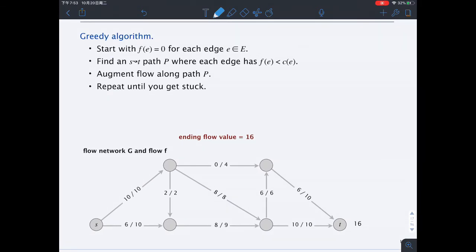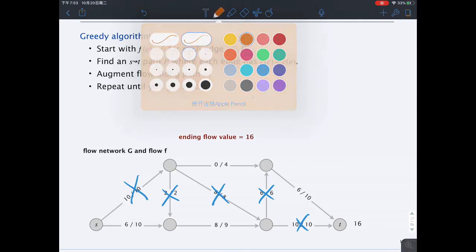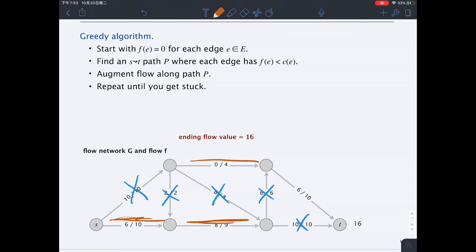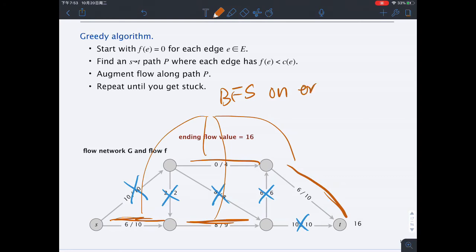After that, let's see what we can do now. After we add this one, let's also start to delete the edges. So this one is full, this one is full, this one is full, this one is full, this one is full. The rest of them are not full. So this one is not full, this is not full, this is not full, this is not full. If I run a BFS again on the orange edges, it leads to the conclusion that S and T are not connected anymore.